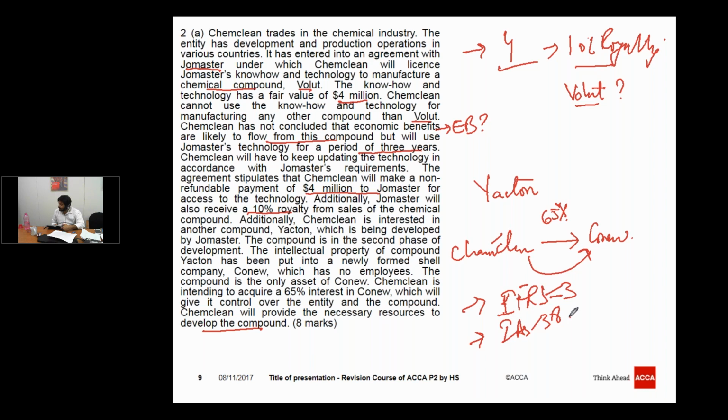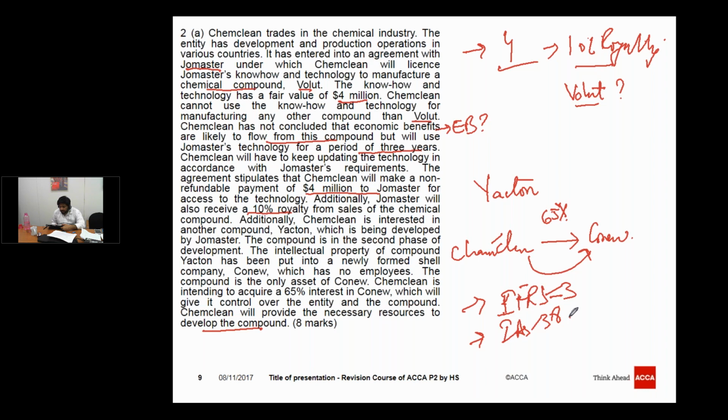So let's start discussing this. Now the first agreement is between ChemClean and Joe Master, in which we have the license of the know-how and technology to manufacture a chemical compound, Volute. So this license should be recognized as an intangible asset, because for recognition of an intangible asset, we have to meet certain criteria of IAS 38, that it should be probable that the future economic benefit will flow towards the entity and the cost of the asset can be measured reliably.